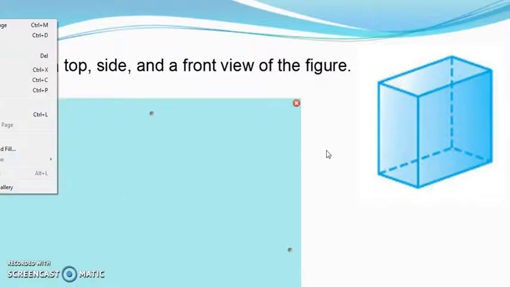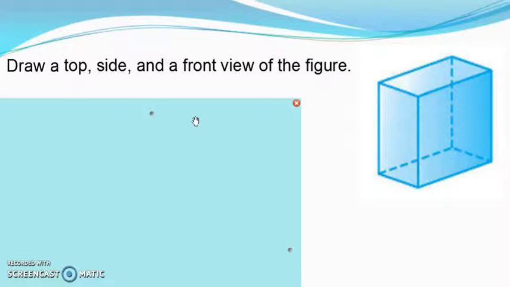So the first example, we want to draw a top, side, and a front view of the figure. So I'm going to highlight the top, and I see that the shape is a rectangle. I'm going to highlight the side, and we see that it's a square. And finally, I'm going to highlight the front, and you can see that we have yet another rectangle.